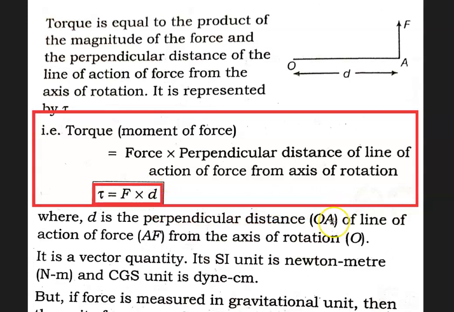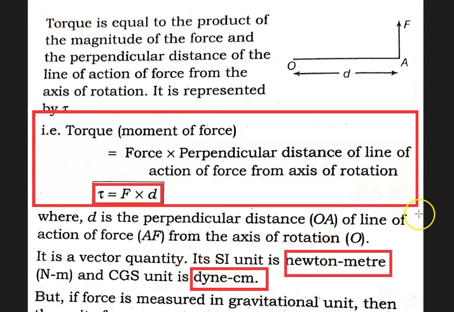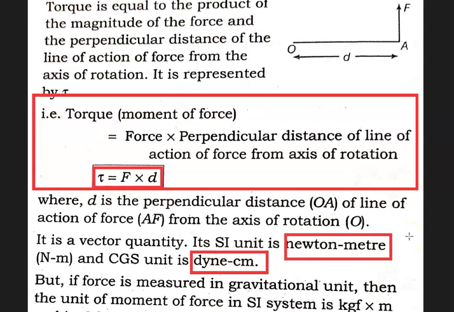Torque is also known as moment of force. Since it is the product of force and displacement, its SI unit is Newton meter and its CGS unit is dyne centimeter. However, if we talk about gravitational units, it would become kgf meter and CGS unit would become gram force centimeter.